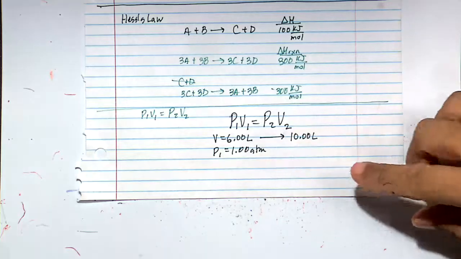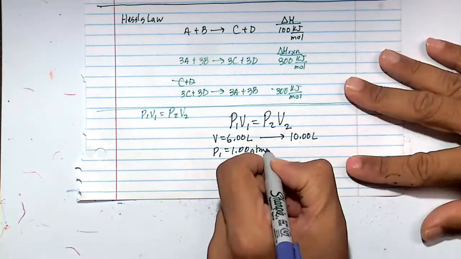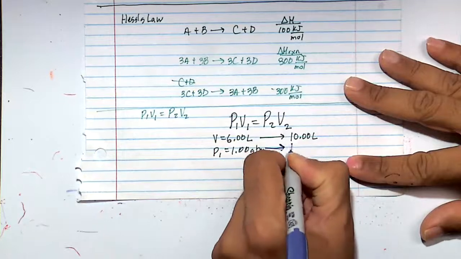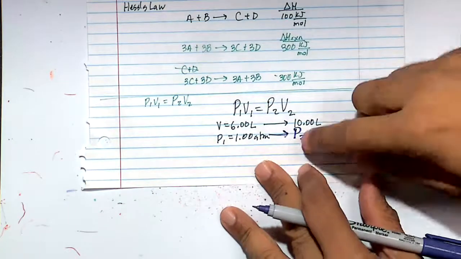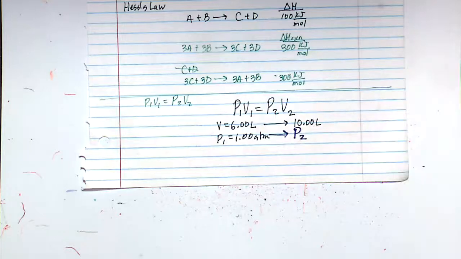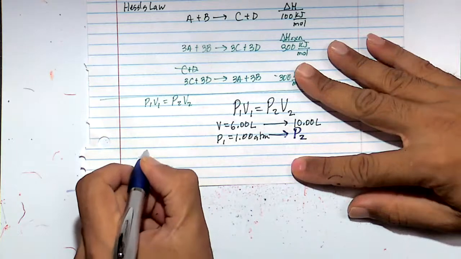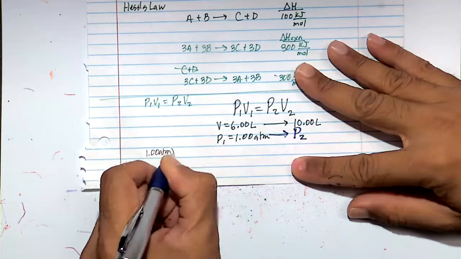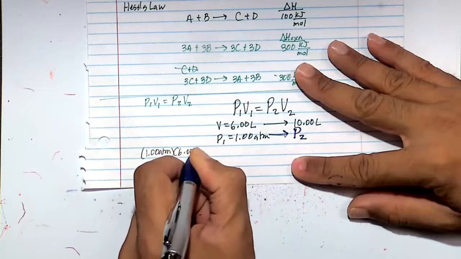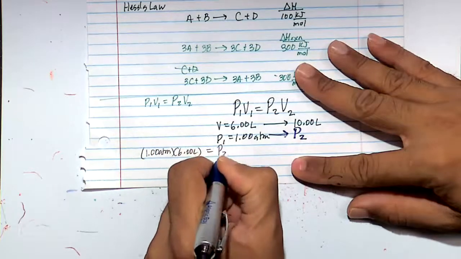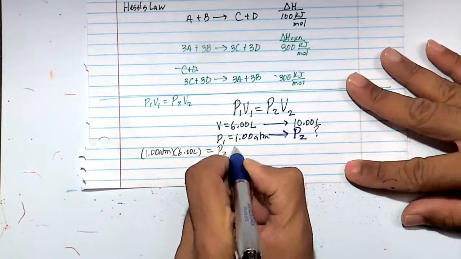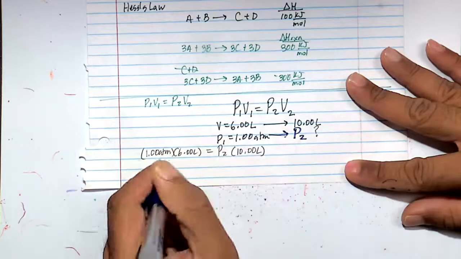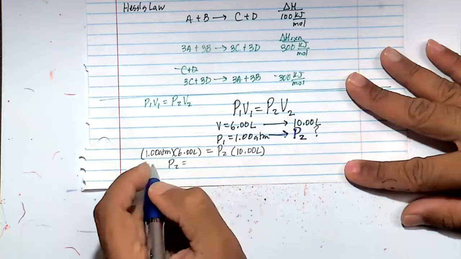Well, by doing that, what happens automatically? I will get a new pressure, P2. So what is that new pressure? You're going to have to solve this equation. So here you just plug it in. We have 1 atmosphere, V1 is 6 liters, P2 is the new pressure we have to solve for, and V2, I expanded it from 6 liters to 10 liters. And then all you got to do is solve for P2.